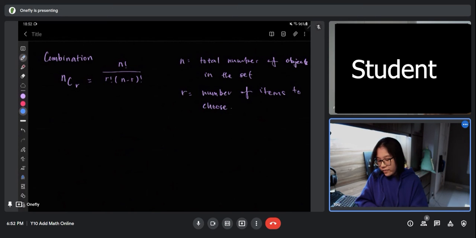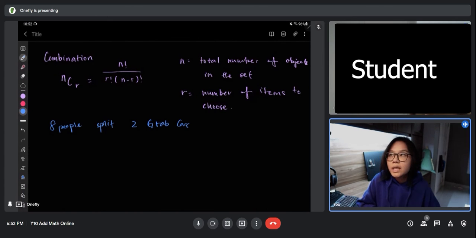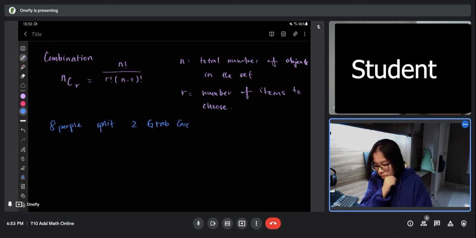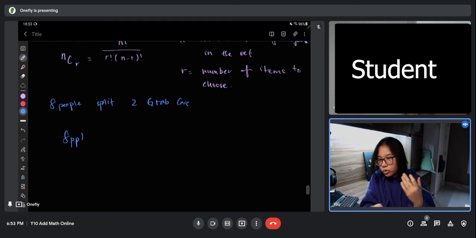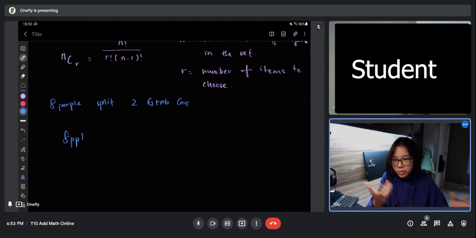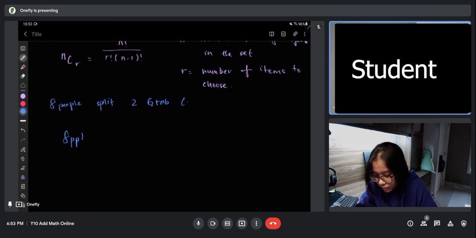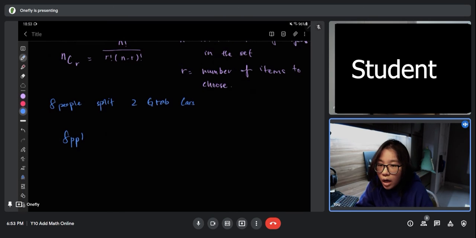Given that I have 8 people and they are going to split for 2 Grab cars. So meaning to say the car that they hail has a driver inside already. So 8 people, how do I do the calculations? How many total combinations are there if 8 people were to split for 2 Grab cars? 2 Grab cars can fit 8 people already. No need to order extra.